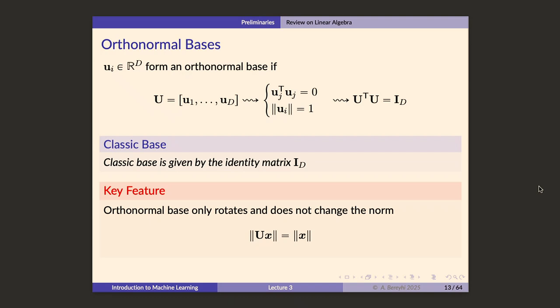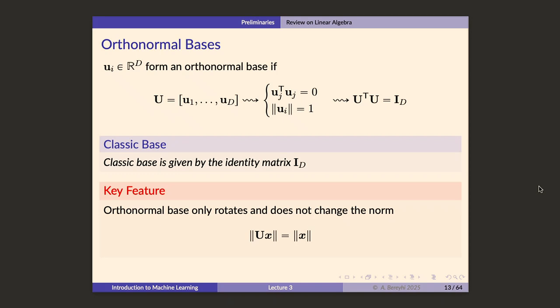So you can easily show that if you have those two properties of the base, then the norm of Ux for any vector x that you multiply with any U, which is an orthonormal base, is going to be basically the same norm, right? The only thing that matrix U can do is rotate that point. Okay? Everybody's clear? Any questions?